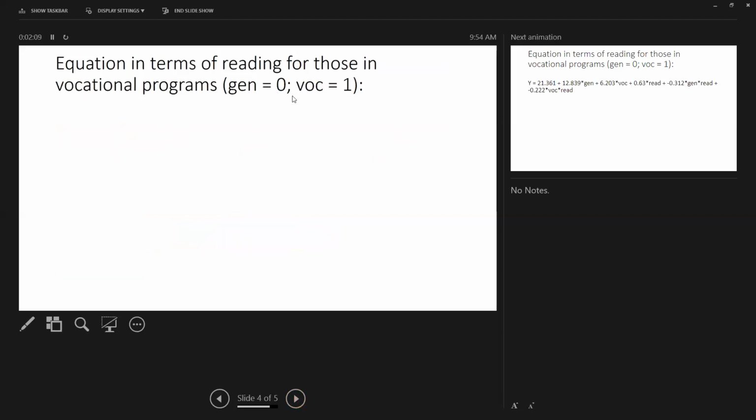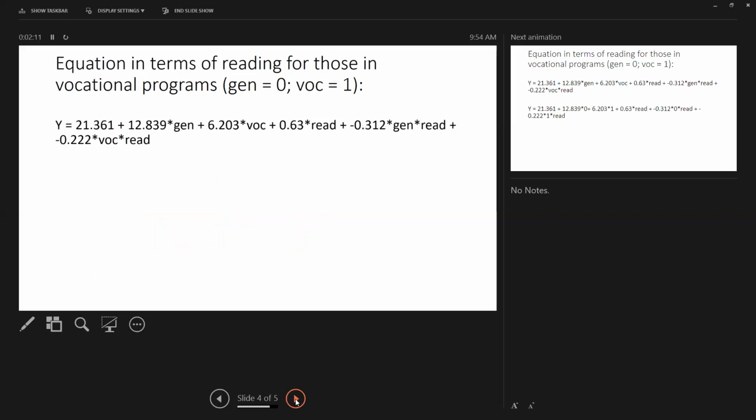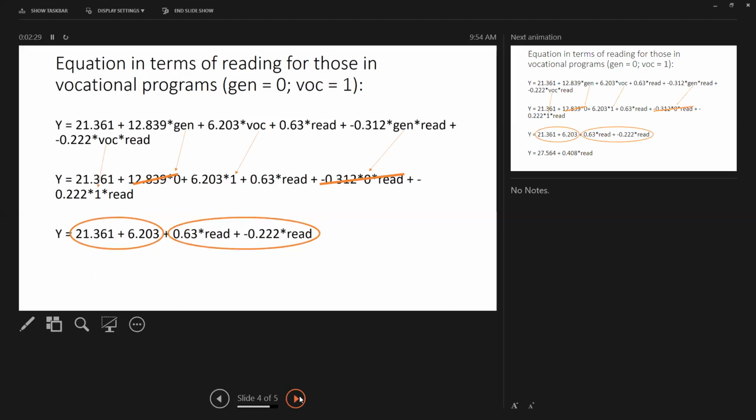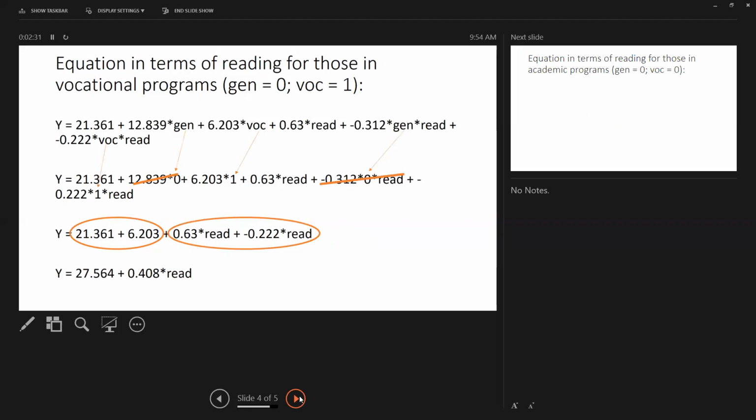So let's do the same thing for vocational. So gen would be 0, vocational would be 1. We take our regression equation, plug in zeros for general, 1 for vocational. See where I did that again. Remember the terms with zeros go away, and we add our constant values together, and now we have, here's the simple slope for reading, 0.408.